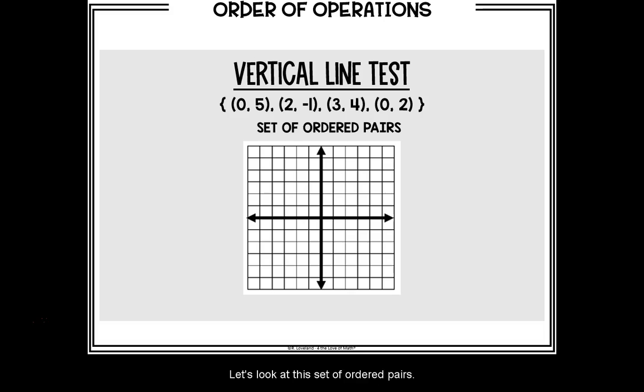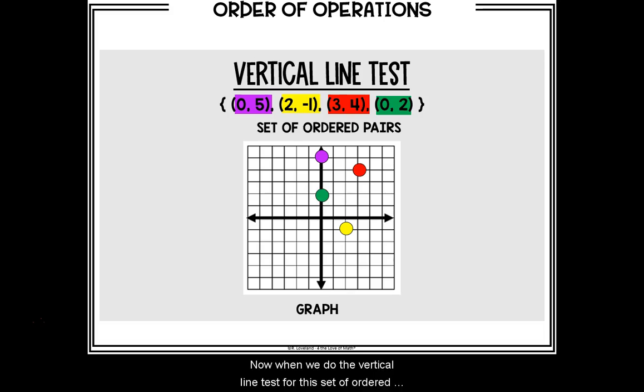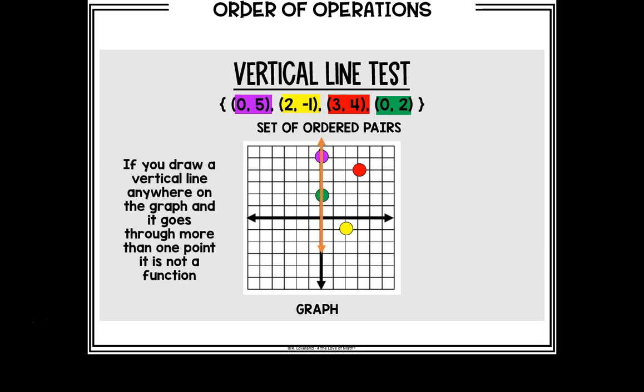Let's look at this set of ordered pairs. We plot our points. We have 0, 5, we have 2, negative 1, we have 3, 4, and we have 0, 2. Now when we do the vertical line test to this set of ordered pairs, to this relation, right there, we see that it crosses through 2 points. That automatically makes it so it is not a function. It is still a relation, though.